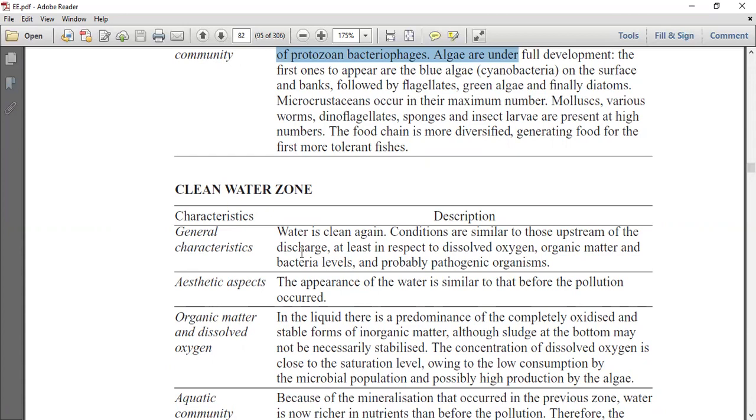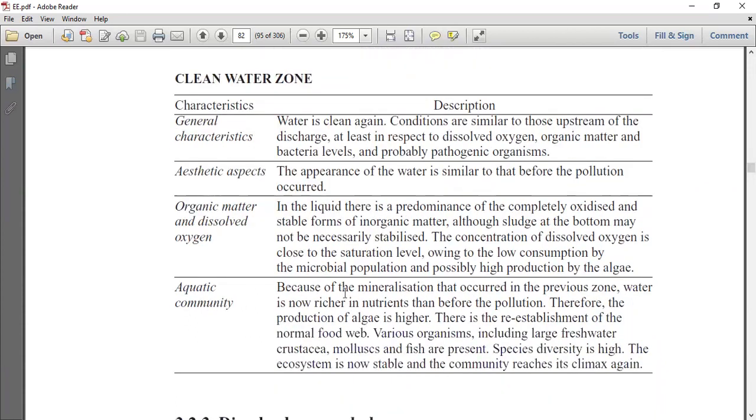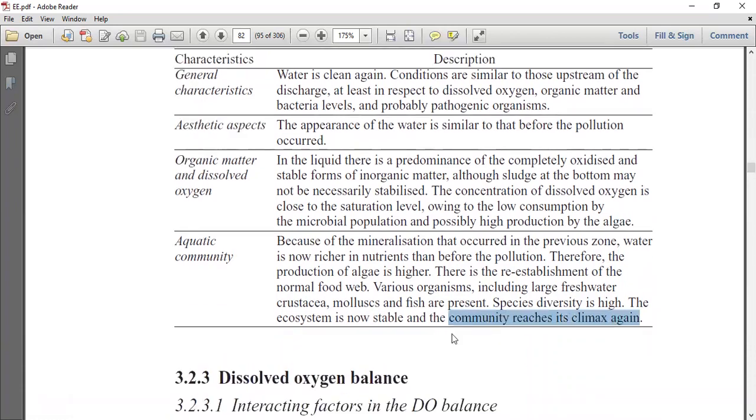Aquatic community. Because of the mineralization that occurred in the previous zone, water is now richer in nutrients than before the pollution. Therefore, the production of algae is higher. There is a re-establishment of the normal food web. Various organisms, including the large freshwater crustaceans, mollusks and the fishes, are present. Its species diversity is high. The ecosystem is now stable and the community reaches its climax again.